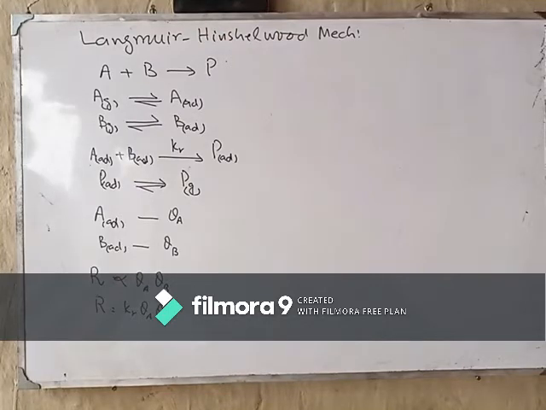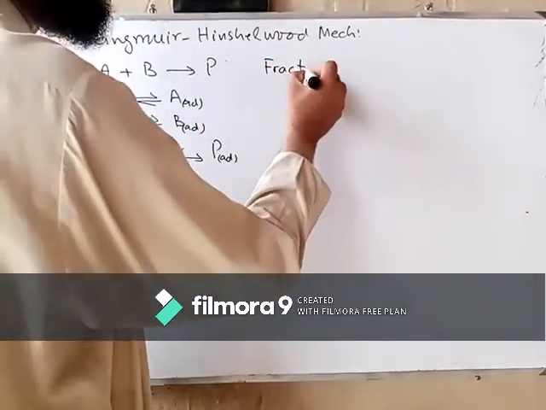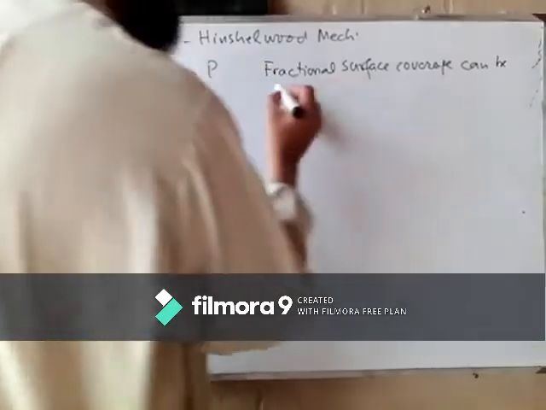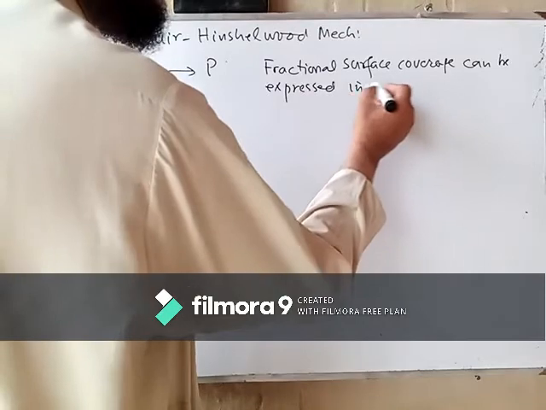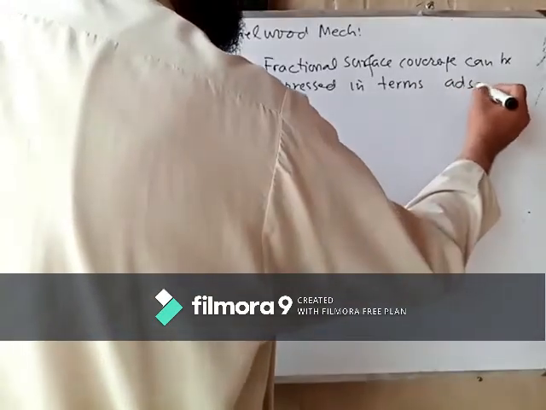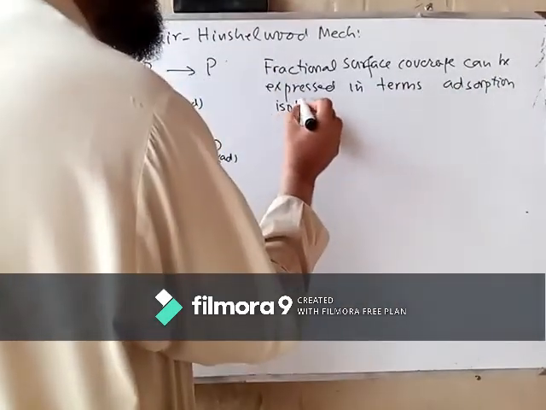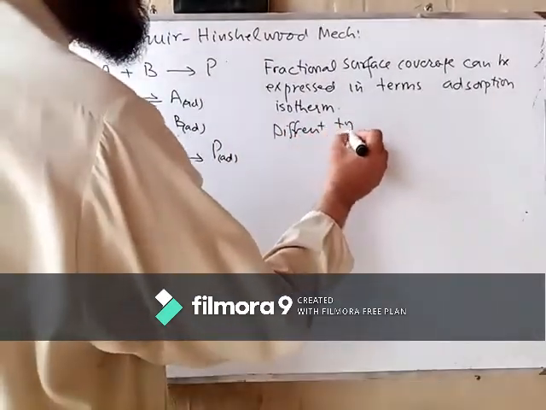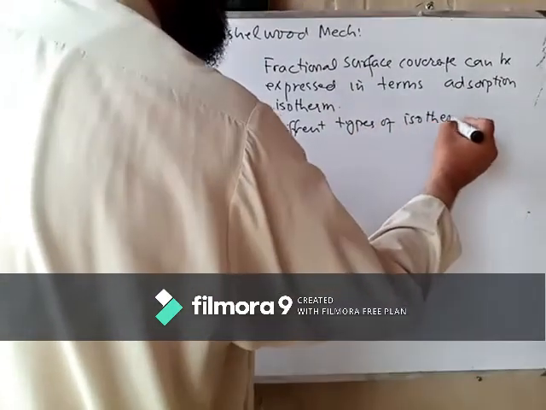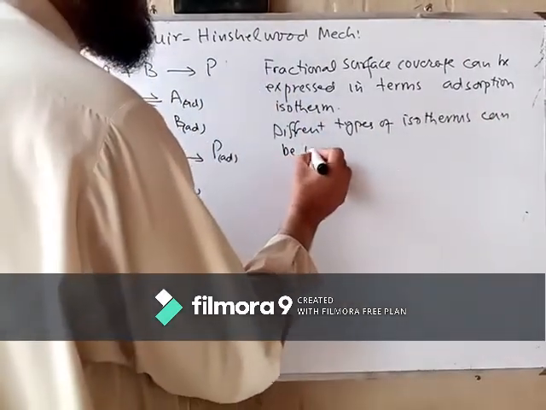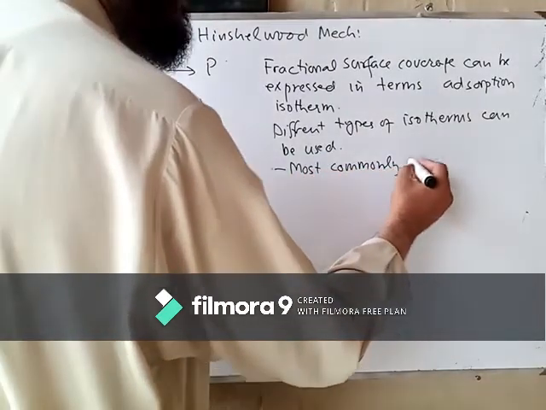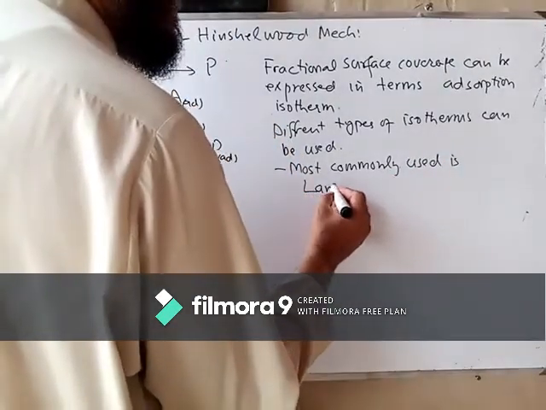Now this theta A and theta B, the fractional surface coverage, can be expressed in terms of adsorption isotherms. Different types of adsorption isotherms can be used. Most commonly used is the Langmuir adsorption isotherm.